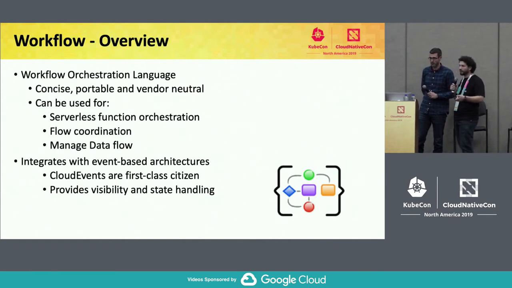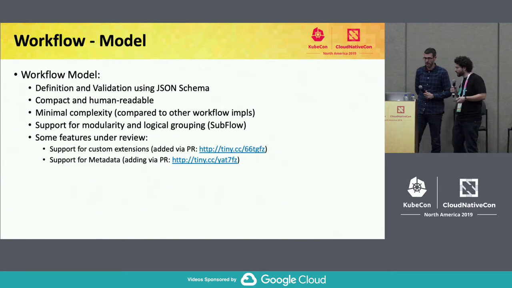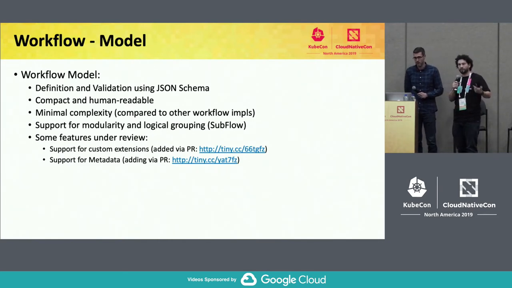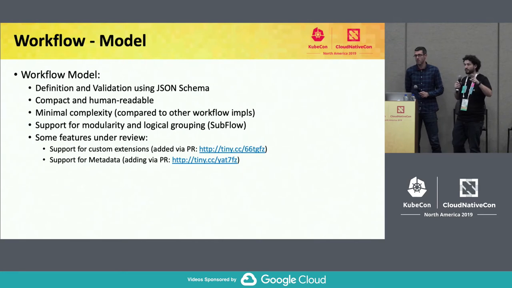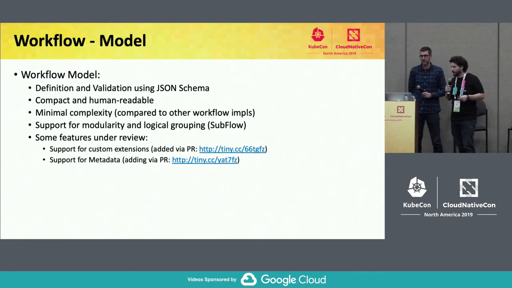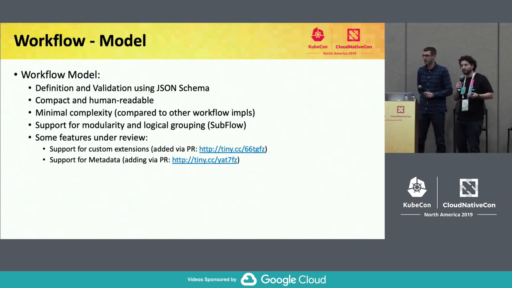And yeah, and then state handling, of course, that's super important. So what we have done until now is we have the language definition using a JSON schema that basically defines a set of states and a set of state types inside the workflow definition, which basically represents the transitions between calling different functions.